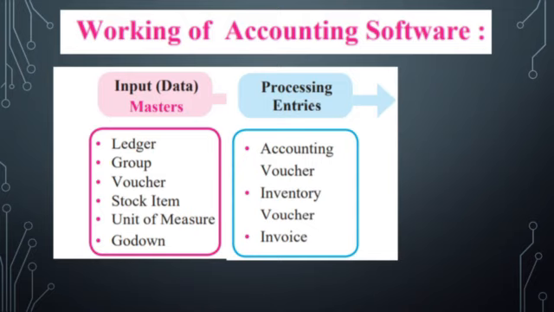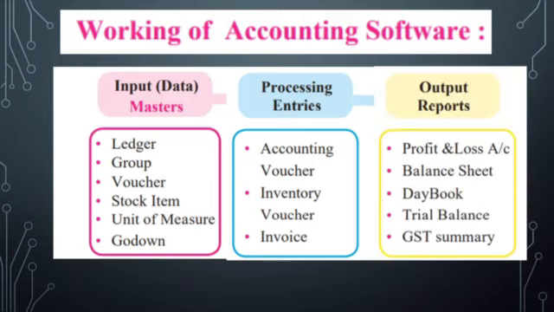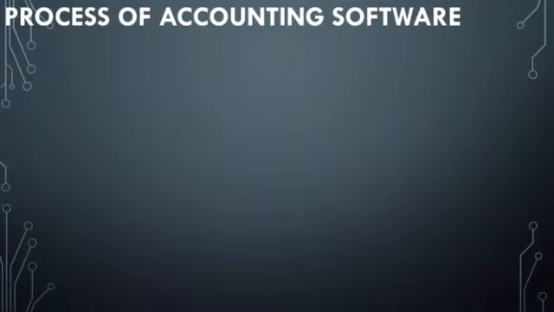Or some invoices, that is bills. And finally, you are going to get the reports in the form of output. Say for example, profit and loss account or balance sheet or day book, trial balance and GST summary reports. Now we will move further to understand the process of accounting system.